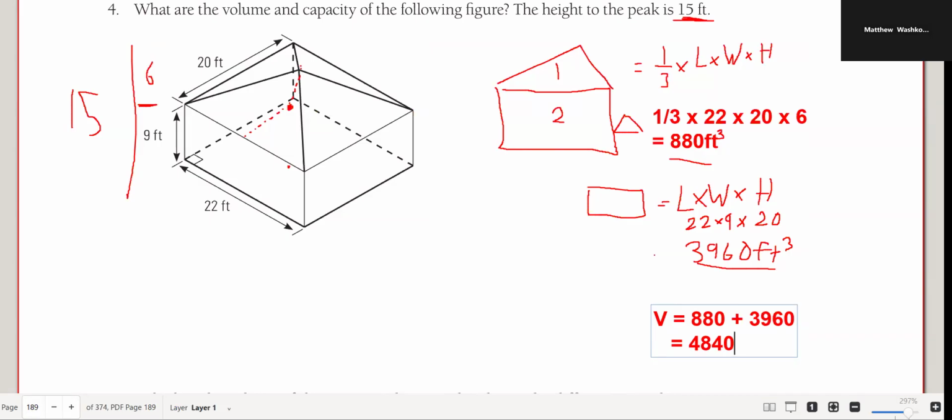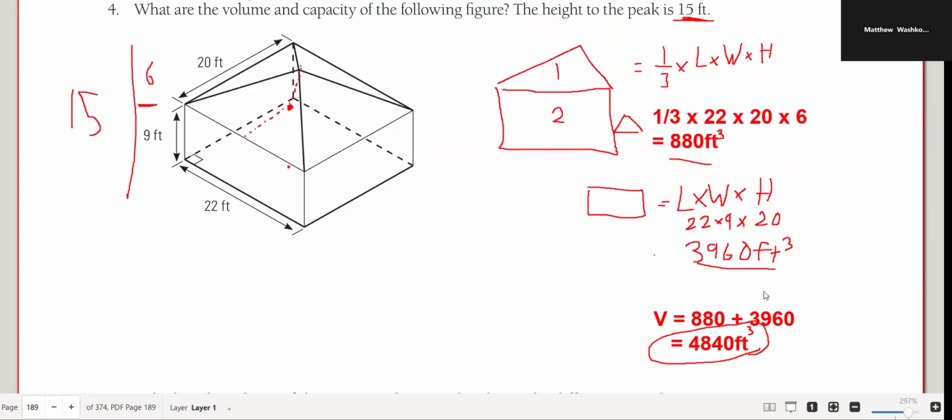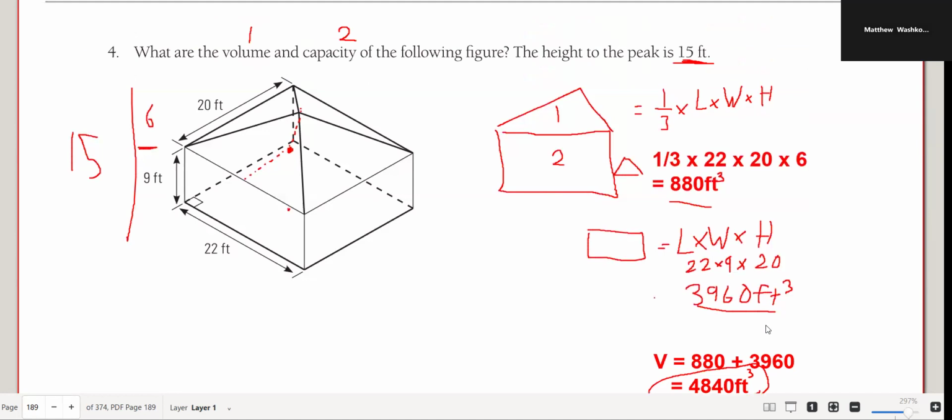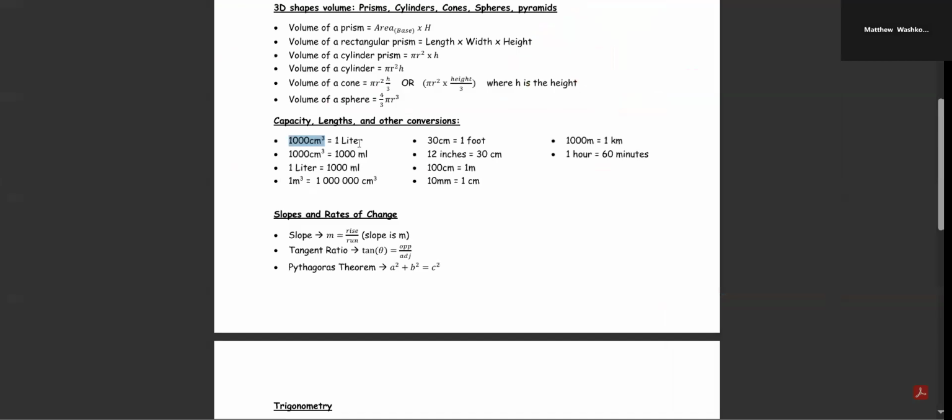4,840 cubic feet. Awesome. I figured out the volume. I'm done. Nope. No, you're not, because it wants the volume and the capacity. So you got to convert these into some kind of capacity. Feet. We've never looked at feet before. This is where our formula sheet here is going to come into play.